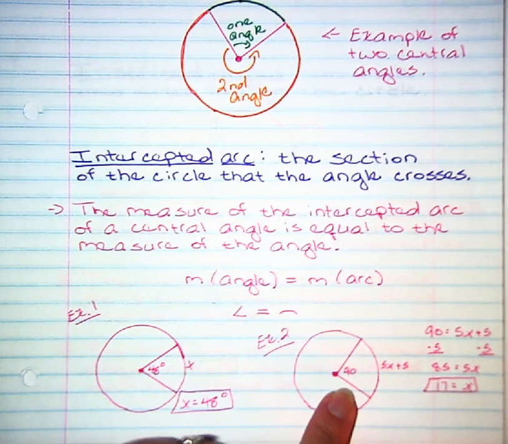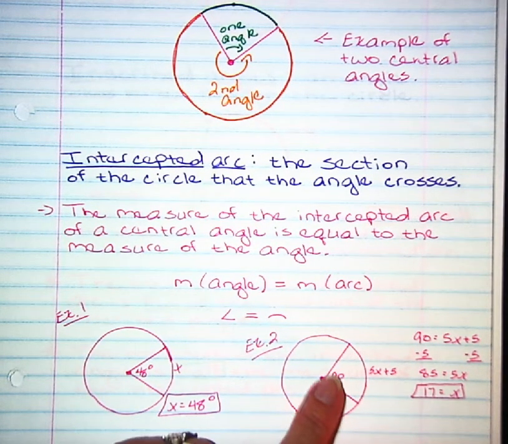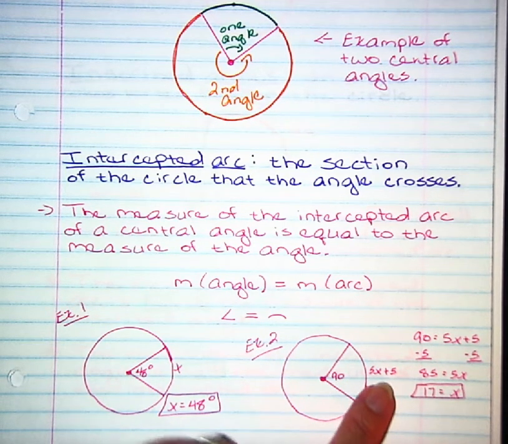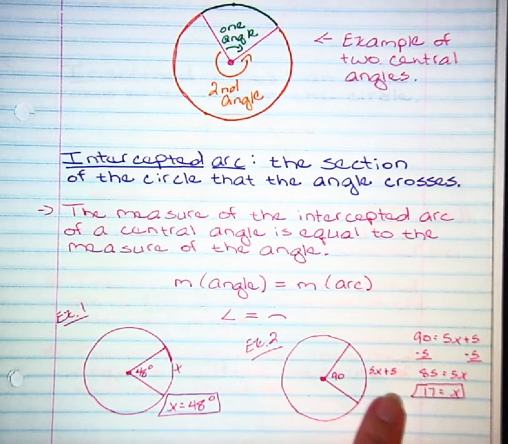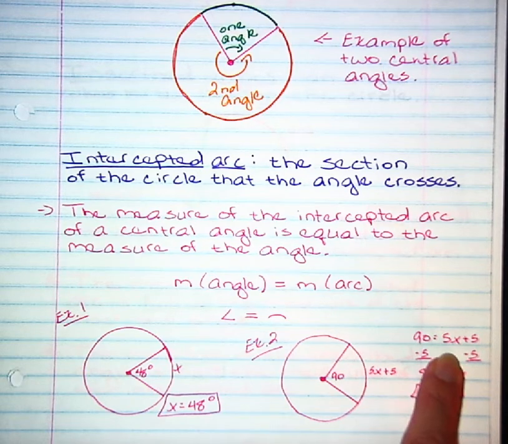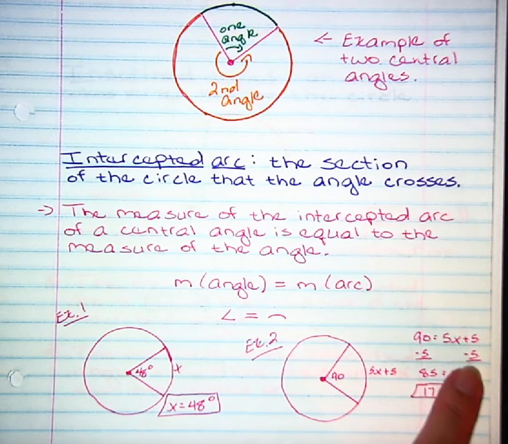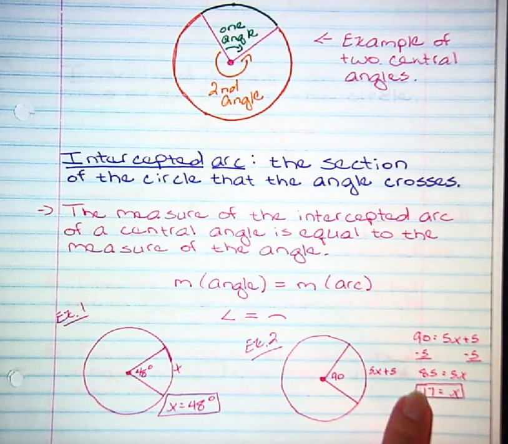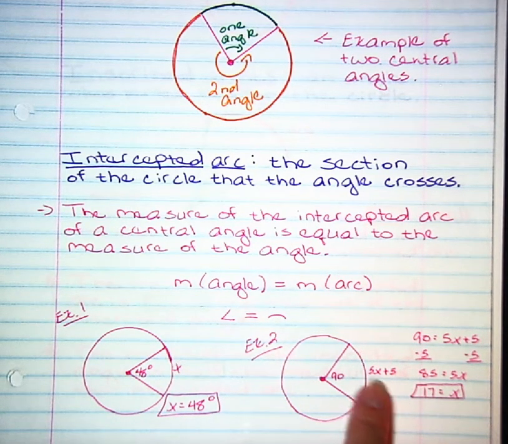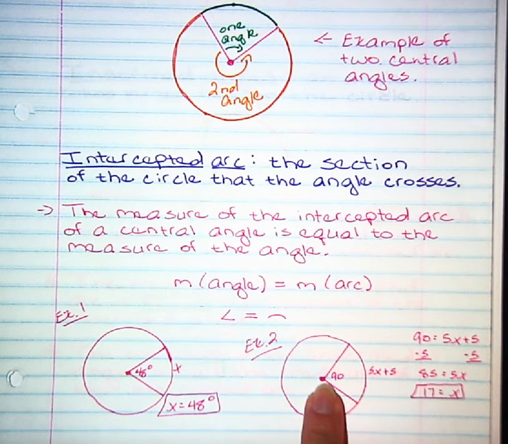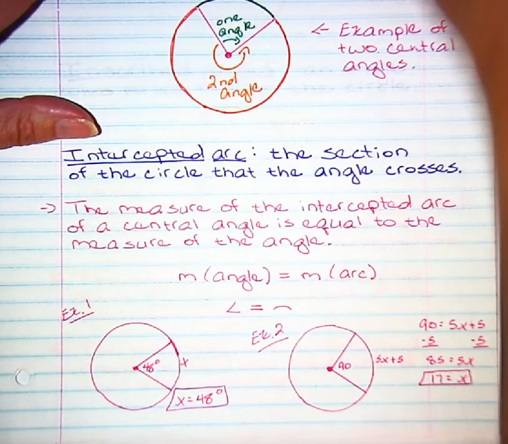You might come across one like this, where the central angle is 90 degrees and the arc that it intercepts is 5x plus 5. Well, remember, these two are equal to each other, so you should be able to set them equal to each other, and usually it will be asking you to solve for x. So if you have to solve for x here, you would subtract 5 from both sides and then divide both sides by 5 to get 17. If I substitute 17 back in, this does in fact equal 90, which is correct because it should equal the central angle.